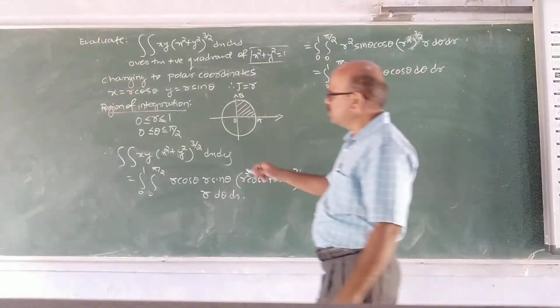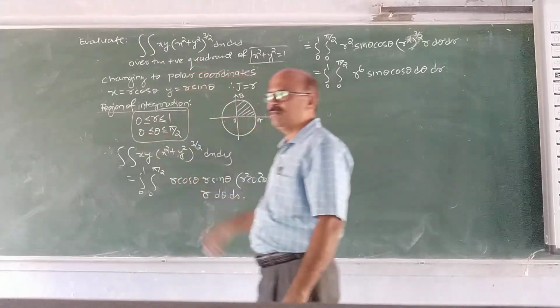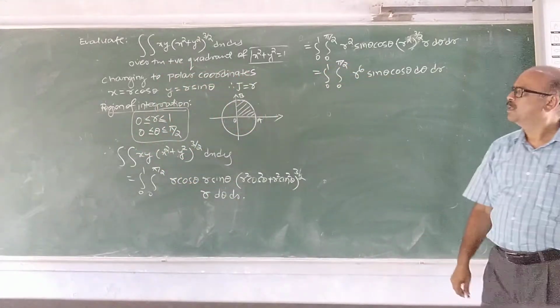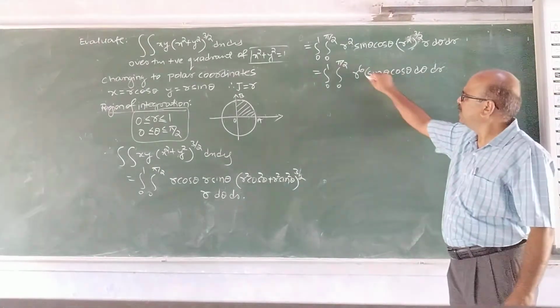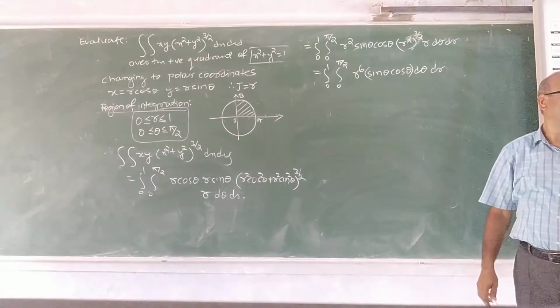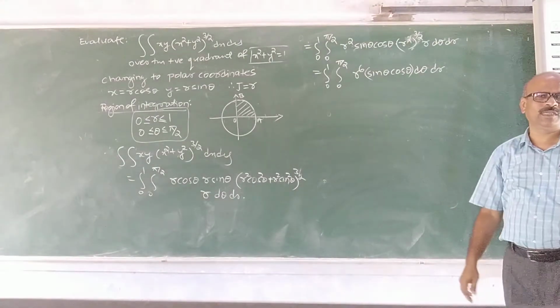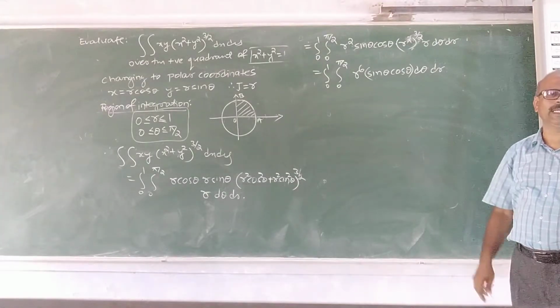First you should know the values of the limits assigned to r and theta. How to integrate? I integrate with respect to theta first, while integrating with respect to theta, r raised to 6 is constant. What is the integration of sin theta cos theta? Anybody, how to integrate sin theta cos theta?